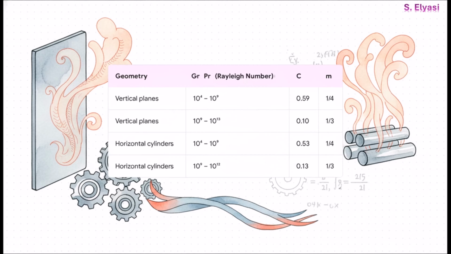Using it is super easy. First, you find the geometry of your problem. Are we talking about a flat plate or a round cylinder? Then you look at the Rayleigh number you calculated. Is it in the laminar range or the turbulent range? And boom, the table just tells you exactly which C and m values to use. It's the bridge from our specific problem to the master formula.